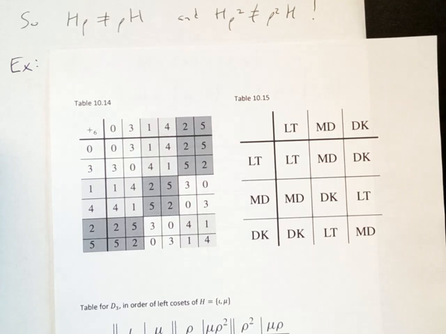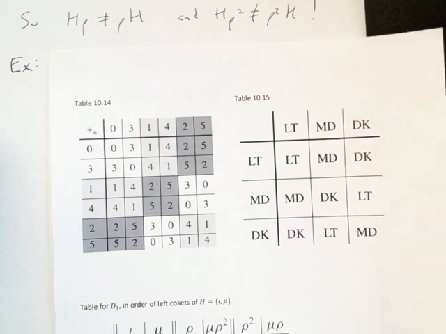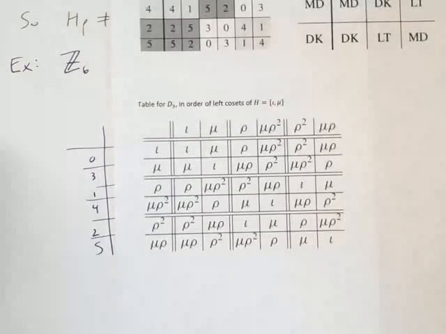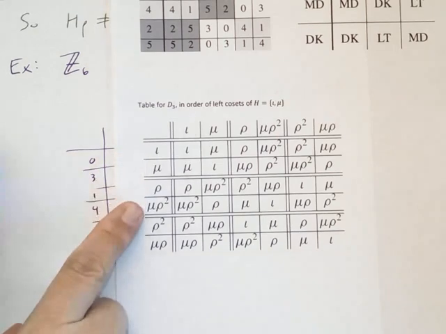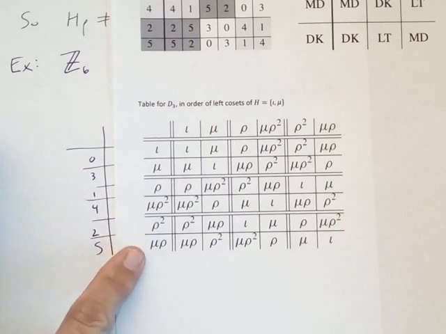But if I were to do the same thing for the table on page 80, which was the table for D3, I'm going to use the left cosets, because the left cosets and the right cosets were different. I need to look at them differently. So here's the left coset, P and NP squared, right? And then here's P squared and NP. Those were the left ones. The right ones went the other way.